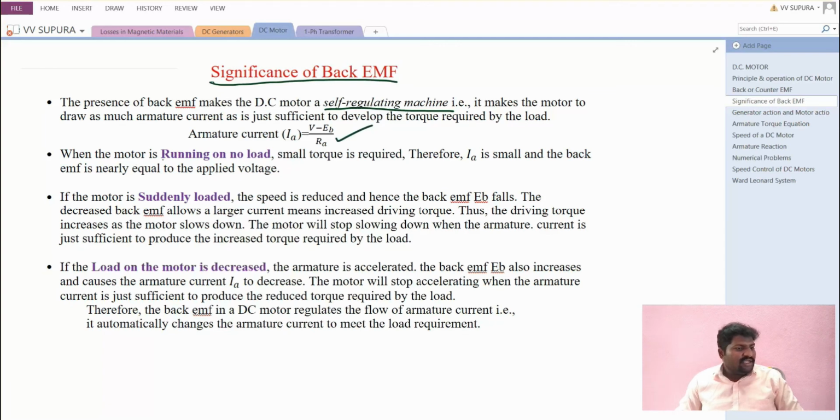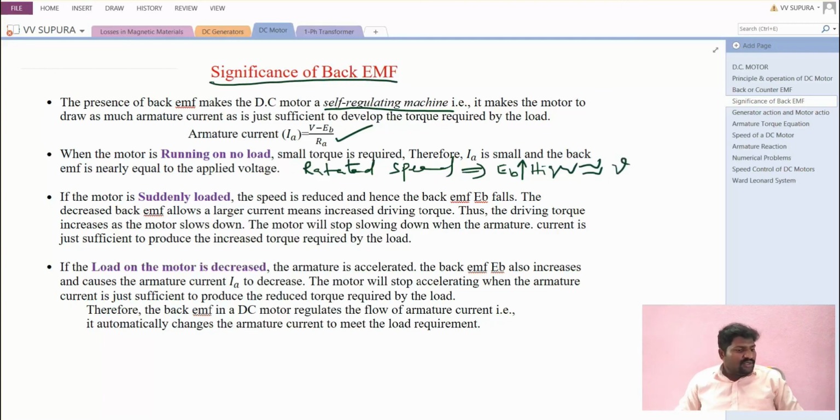When the motor is running at no load, only a small torque is required. If the load is zero, a small torque is enough to compensate for the windage losses. Therefore, IA is small and back EMF is nearly equal to the applied voltage. No load condition means rated speed. At rated speed, EB is very high, more or less equal to the voltage.